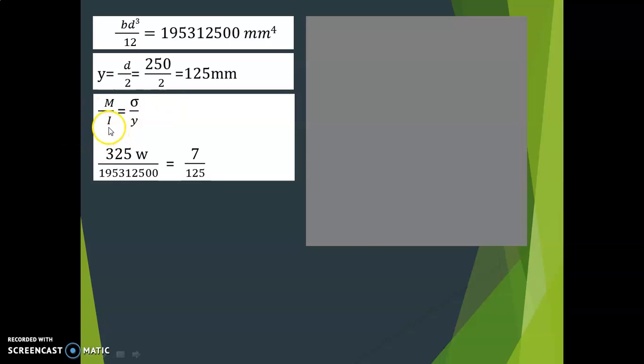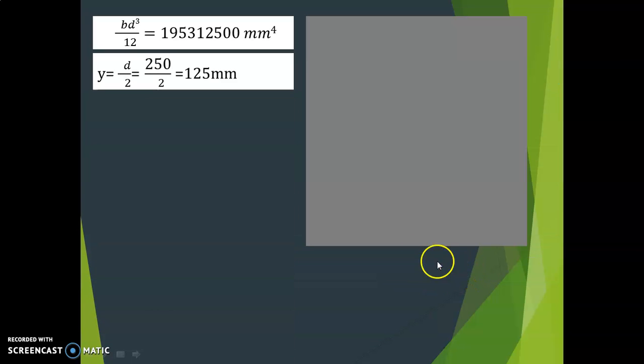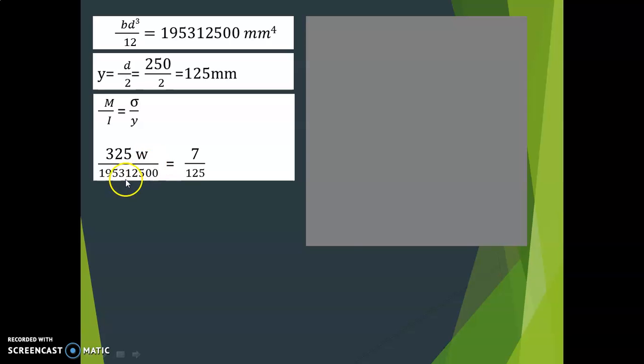Then M divided by I is equal to sigma divided by Y. M is the calculated value, 325 W. So substitute: 325 W divided by I, which is 195312500, is equal to the stress given, 7, divided by Y, which is 250 divided by 2, that is 125. So you get W is equal to 33,653.85 Newton. This is using the bending stress equation.